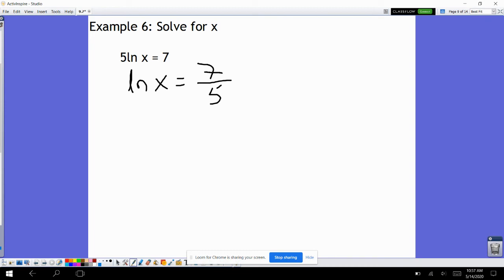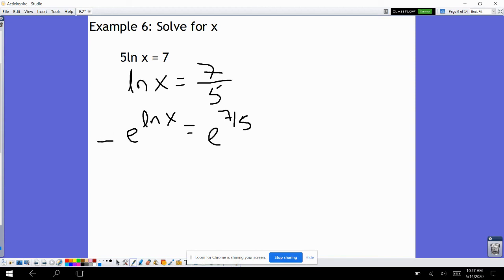And then we said, well, how do we undo the natural logarithm? We need to raise both sides to an exponent with a base of e. So this is going to be e to the natural log of x is equal to e to the 7/5. And again, this is the same as our logarithmic property of equality. It works the same way with our base of e, just as if we were squaring both sides. You have to do the same operation on both sides.